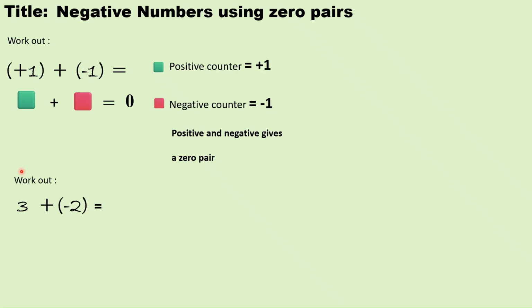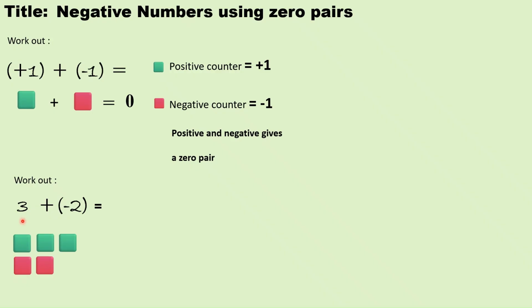Here we have positive 3 add negative 2. First, start with your 3 positives. Use green to represent your positive counters. So positive 1, positive 2, positive 3. And then you're going to add your 2 negatives. Use red to represent your negatives. So that is negative 1, negative 2. So we just add our negative 2.